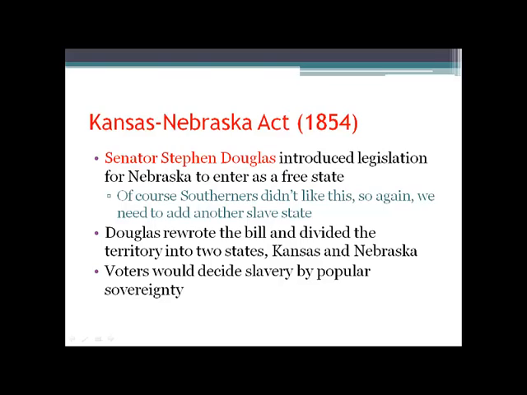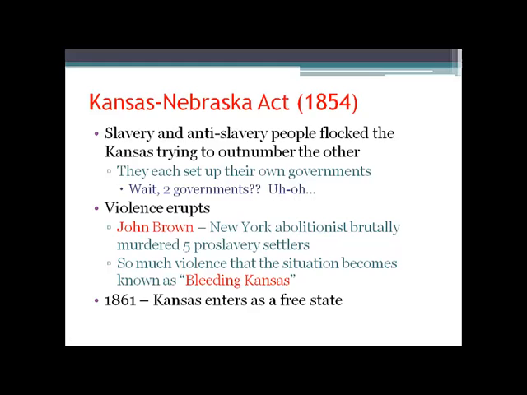Of course, the Southerners don't like it, so we have to rewrite the bill and divide this territory into 2 states, Kansas and Nebraska, and they decide that voters will decide the slavery issue with popular sovereignty. So people actually move to this territory. Slavery and anti-slavery supporters go to Kansas trying to outnumber the other. They both set up their own governments there. So we have a pro-slavery government and an anti-slavery government.